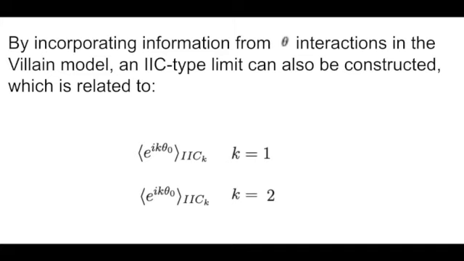We can either look at the expectation with respect to the Villain model IIC of an exponential of i k theta naught for k equal to 1 or k equal to 2. And additional details are provided with regards to this construction in other results that are mentioned in Professors Dubedat and Falconet's paper in the upcoming work.